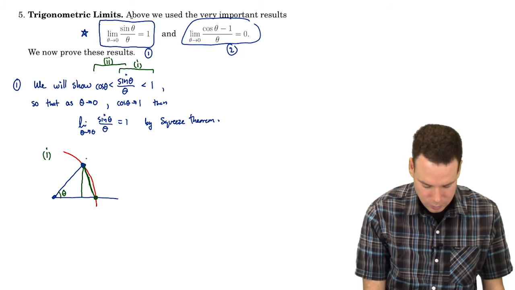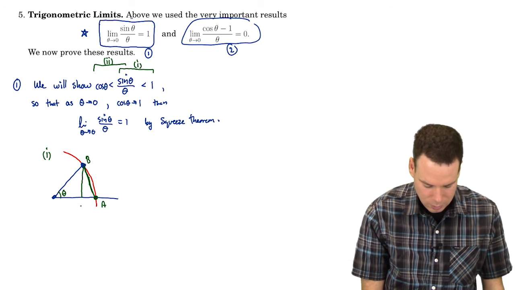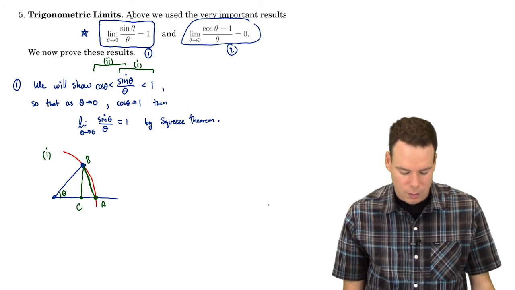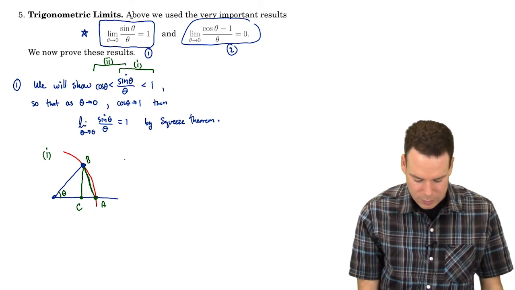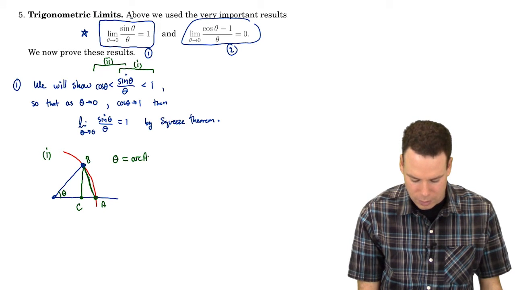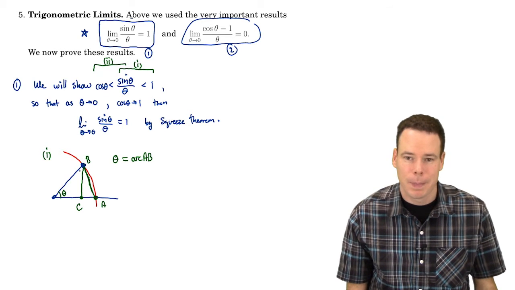And let's fill in a few things here. I'll call this maybe A, and this B, and this C. So we've got these points here. Now what do we have from this diagram? Well, we know that theta is what? Theta is the length of the arc from A to B. Why is theta the length of the arc from A to B?